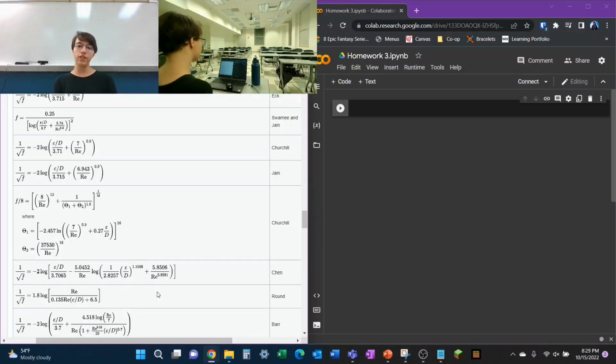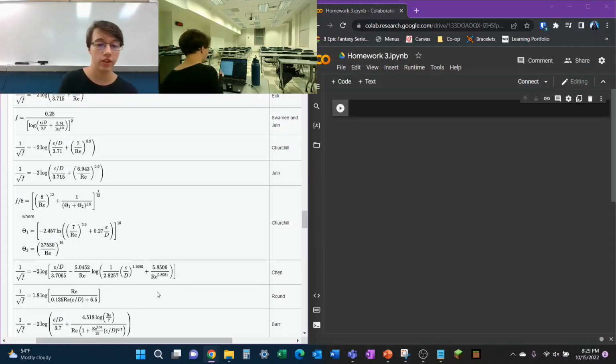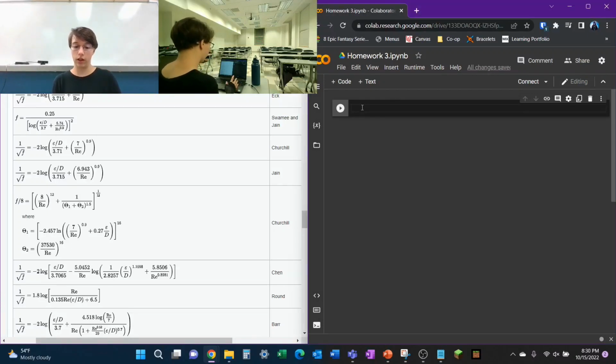Alright, so first thing we want to do is we're going to be coding this problem. The first thing is we're going to put in this Churchill equation for the friction factor. But before we do that, let's start by importing our libraries as always.